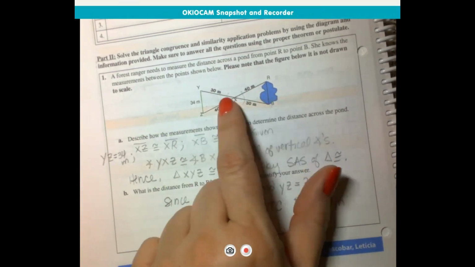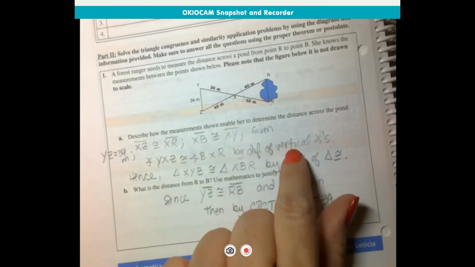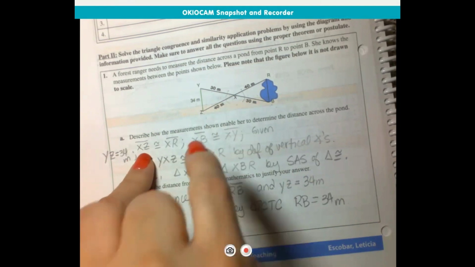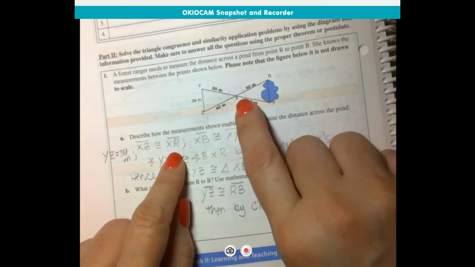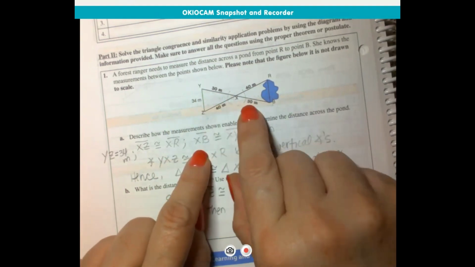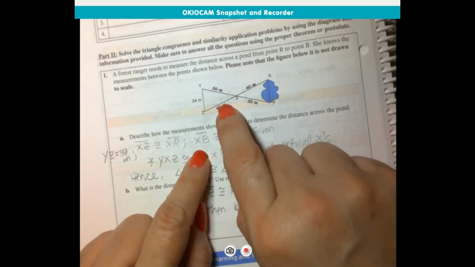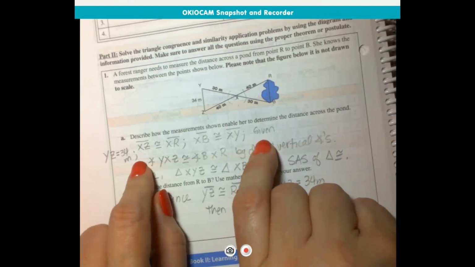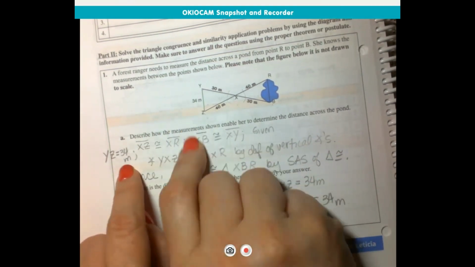You don't know what this is because you don't know if the triangles are congruent or not. So the first step is to prove that the triangles are congruent. I list everything that they gave me. I know that XC is congruent to XR because they have the same measurements. And XB is congruent to XY because they have the same measurements, given. They also gave me that YC is 34 meters.